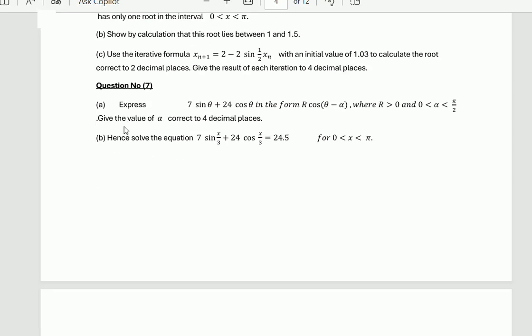For question number 7, express 7 sin θ + 2√2 cos θ in the form R cos(θ - α), where R > 0 and 0 < α < π/2.